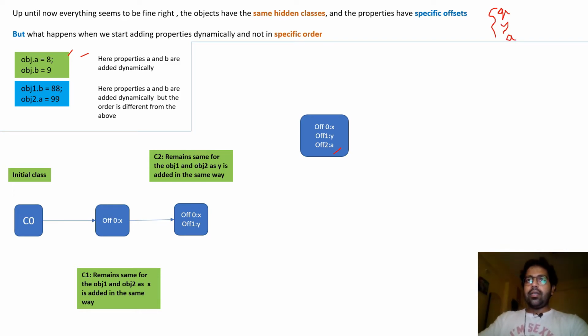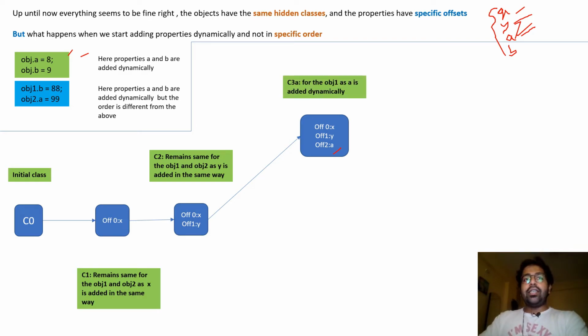So suppose this is b also, right? So this is offset 0, offset 1, offset 2. This is offset 1 and this is offset 2. Okay, so offset 2 of a. So this will be a new class, which is being transitioned from this C1 C2 class, and this class will be, say, C3a.